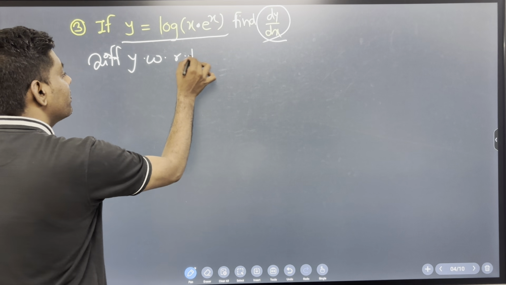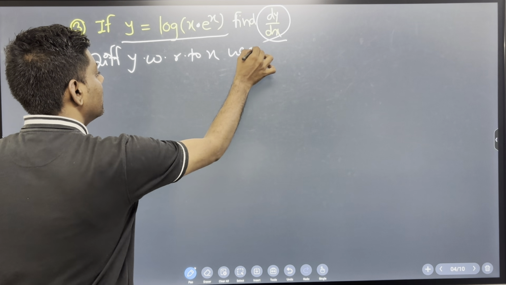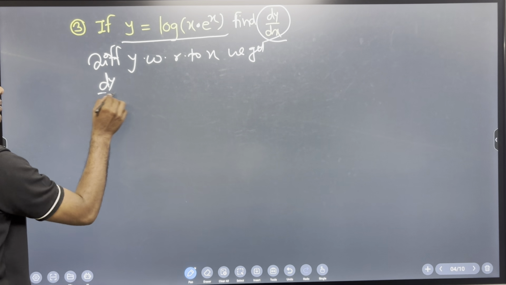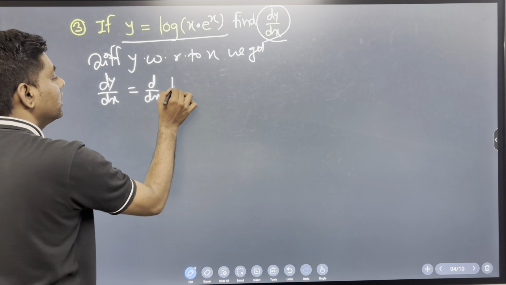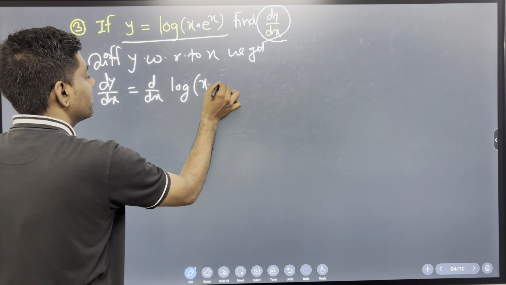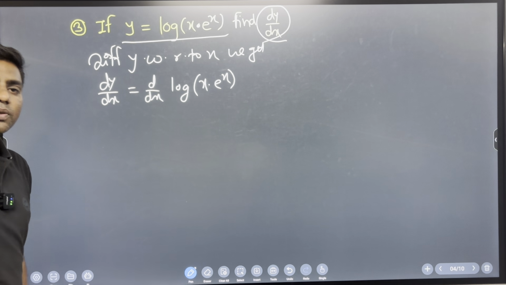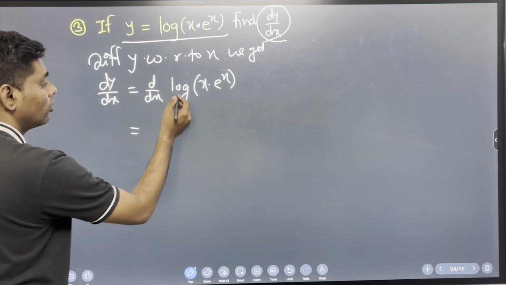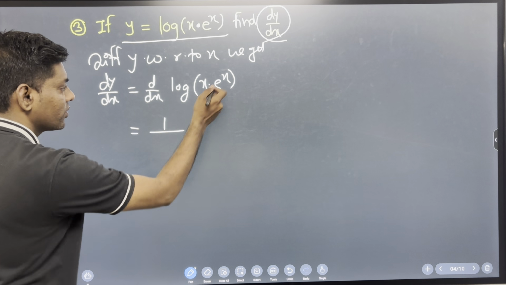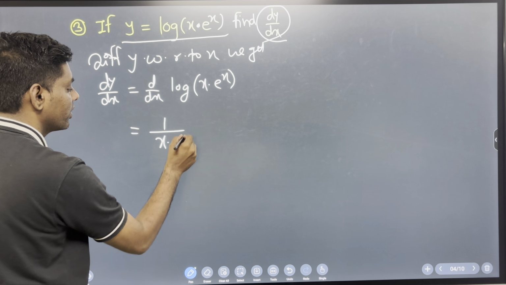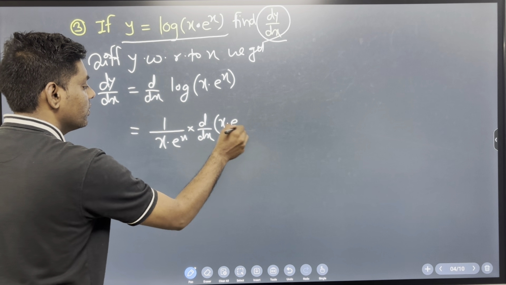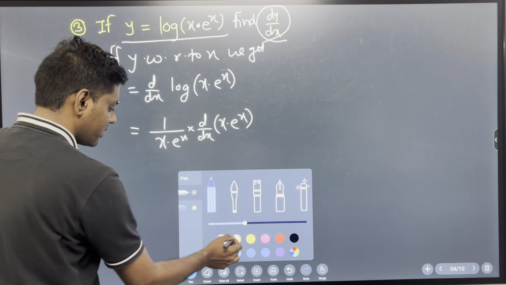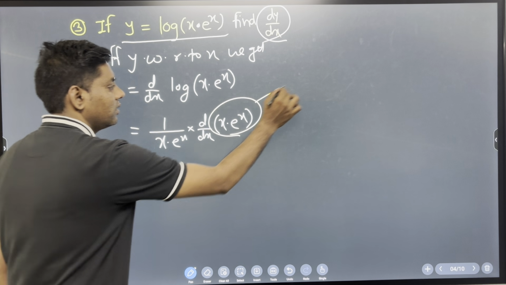with respect to x, we get dy by dx equal to d by dx of log of x into e raised to x. So very simple. The derivative of log x is 1 upon x, so it's completely at the denominator, x into e raised to x. After that, again taking the derivative of x into e raised to x.